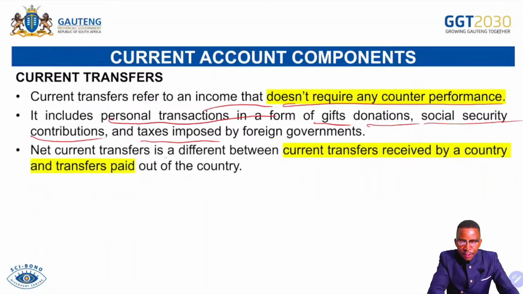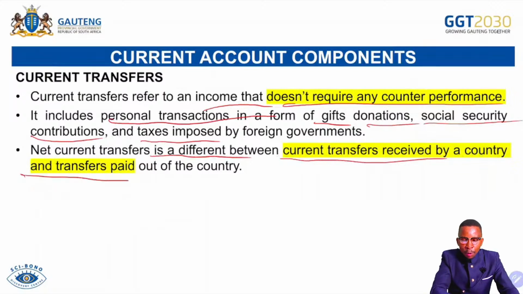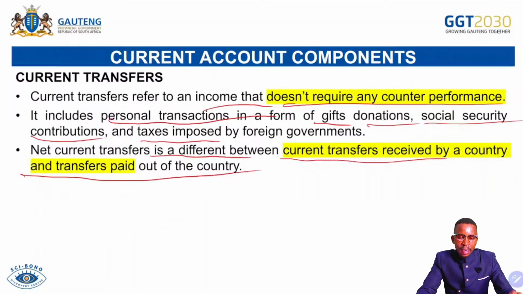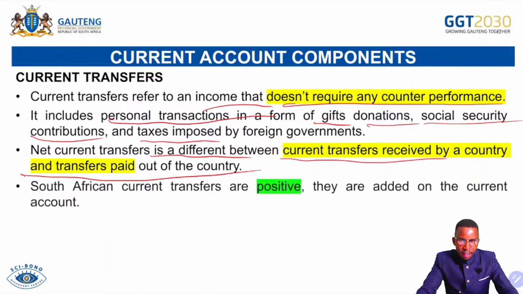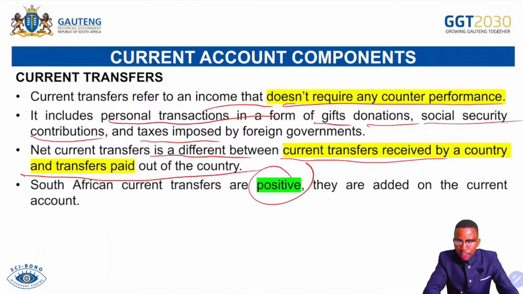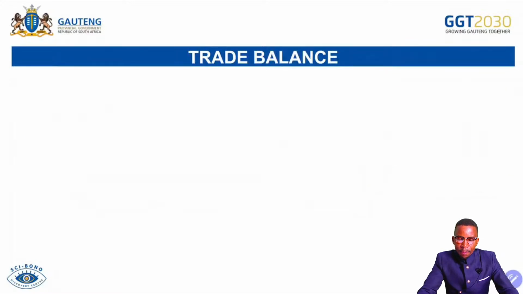So the net current transfer is the difference between the transfers received by the country and transfers paid out by the country. Our South African net current transfer has been positive because we have been mostly recipients rather than paying out money as donations and gifts. South African current transfer is positive. They are added on the current account. Why is it positive? Because we are the net recipients. We receive most of the donations from the rest of the world currently.